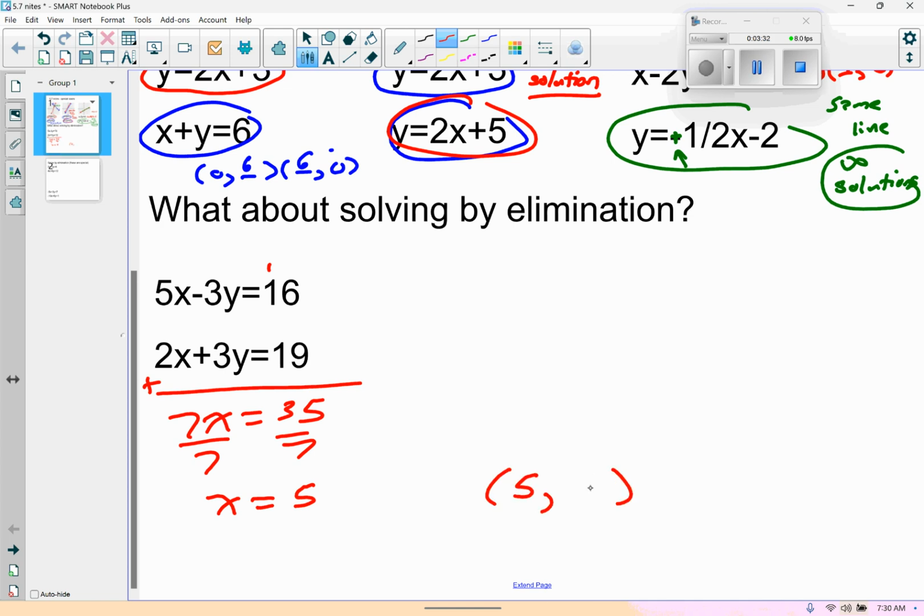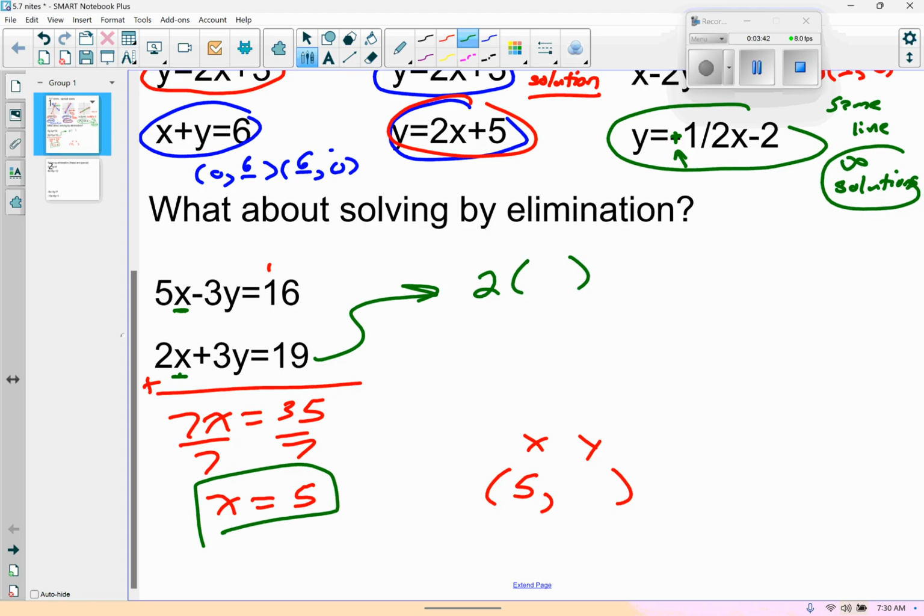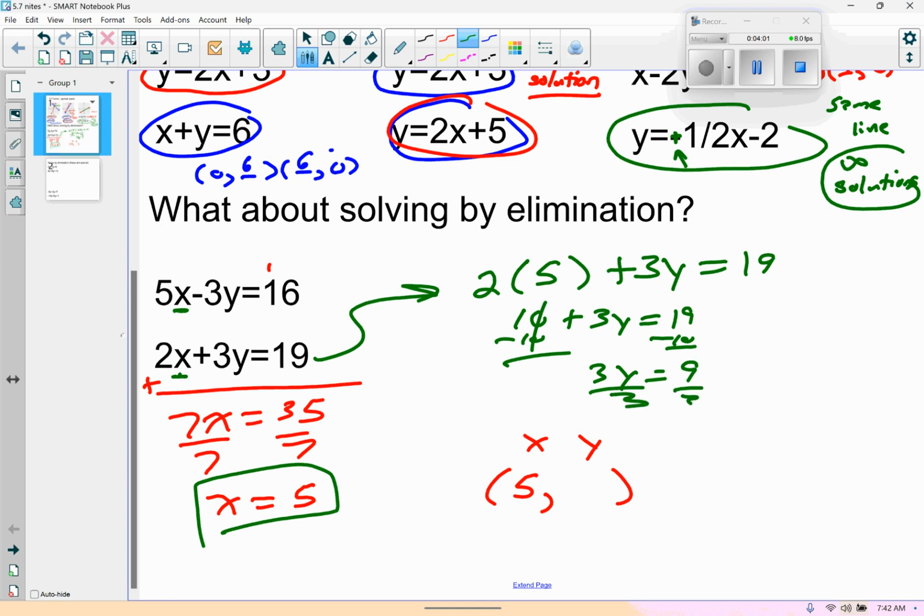So I get 5 comma something, because remember it's xy. I'm going to take this x value and plug it into either of these. I'll pick the bottom one. So I'm going to get 2 times 5, which is 10, plus 3y equals 19. Subtract 10 from both sides. 3y is equal to 9. Divide each side by 3. 9 over 3 is 3. So this is like we've been doing. There's nothing strange about this.